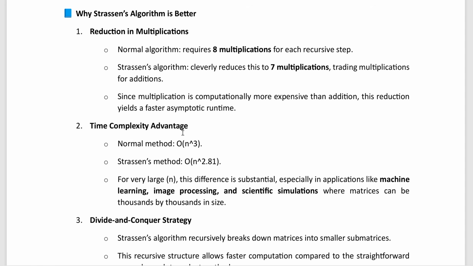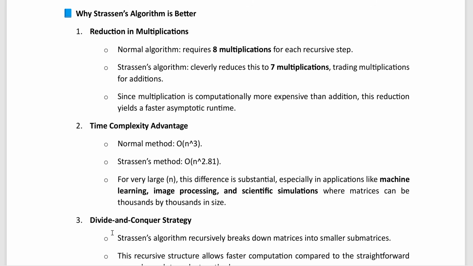Next is the time complexity advantage. The normal method has time complexity of big O of n to the power 3, whereas Strassen's matrix multiplication method has time complexity of big O of n to the power 2.81. For very large n, the difference is substantial, especially in applications like machine learning, image processing, and scientific simulations where the matrices can be thousands by thousands in size.